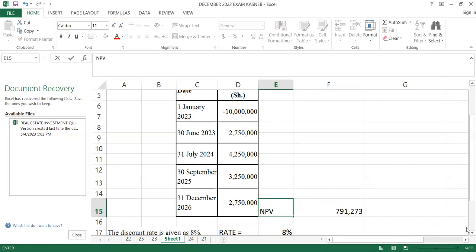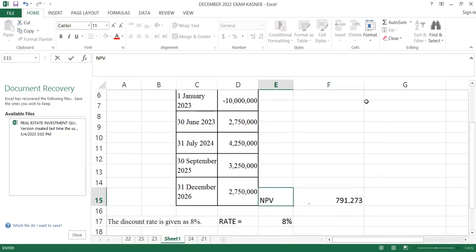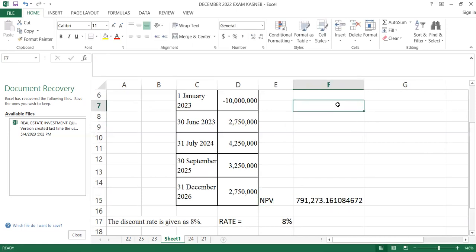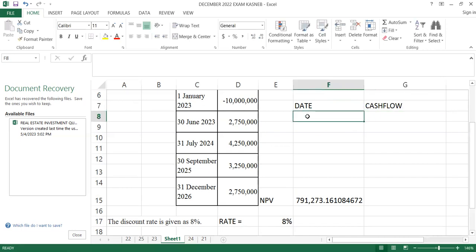For you to get the XNPV, we need to rewrite these cash flows. Let's have here the date, and here we have the cash flow. Now, we start with the month, then the date, then the year. This one does not have any difference because it is 1st of January.